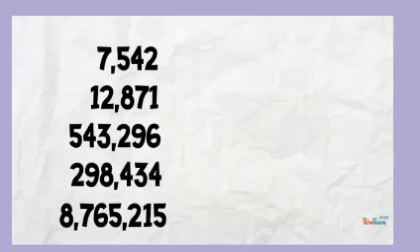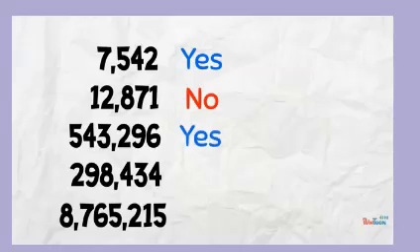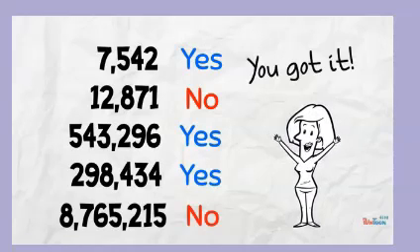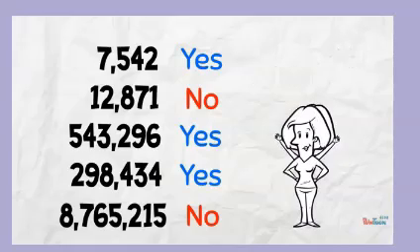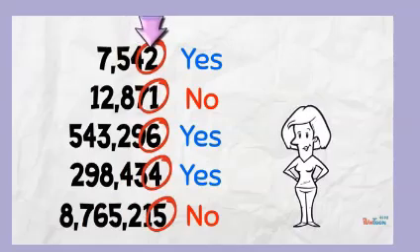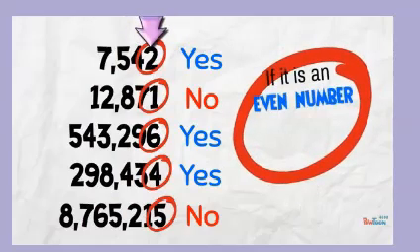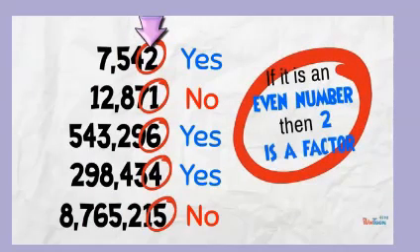If you answered like this, yes, no, yes, yes, no, you have got it. Well done. If not, do you remember what I said? We just have to check this last digit here, the ones column. If it's an even number, then 2 is a factor.